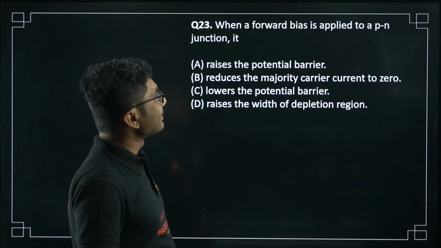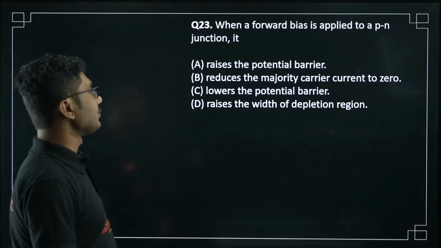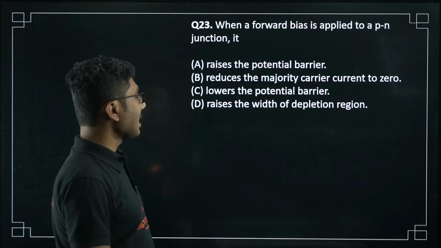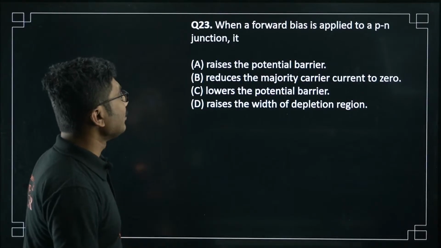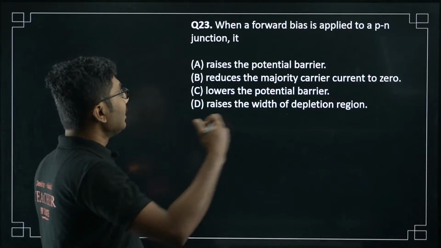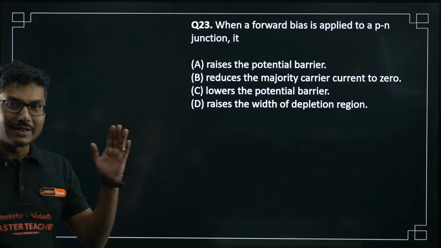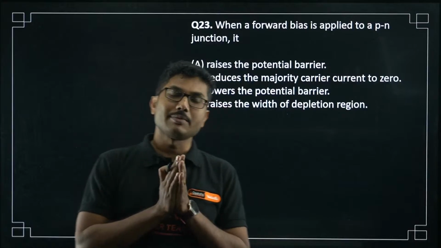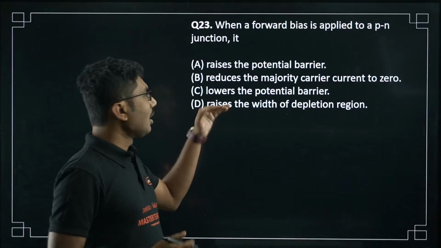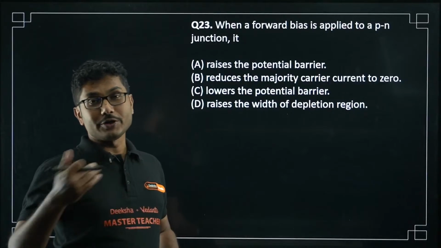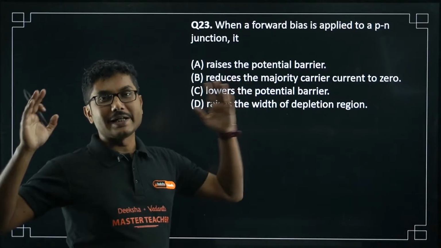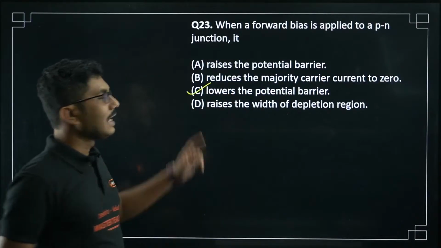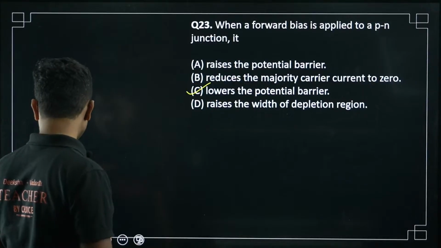Question 23. When a forward bias is applied to a PN junction, it raises the potential barrier, reduces the majority carrier current to 0, lowers the potential barrier, or raises the width of the depletion region? When you apply forward bias to the diode, the depletion region decreases, and if you apply sufficient voltage, the depletion region becomes almost 0. What does that mean? The potential barrier, the potential gap between the p side and n side, reduces and becomes 0. That is why the current can pass. So it lowers the potential barrier is the correct option from the given set of options.